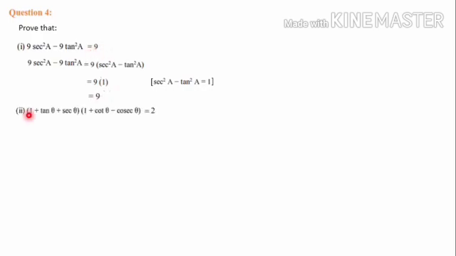Second question, 1 plus tan theta plus sec theta into 1 plus cot theta minus cosec theta equal to 2.